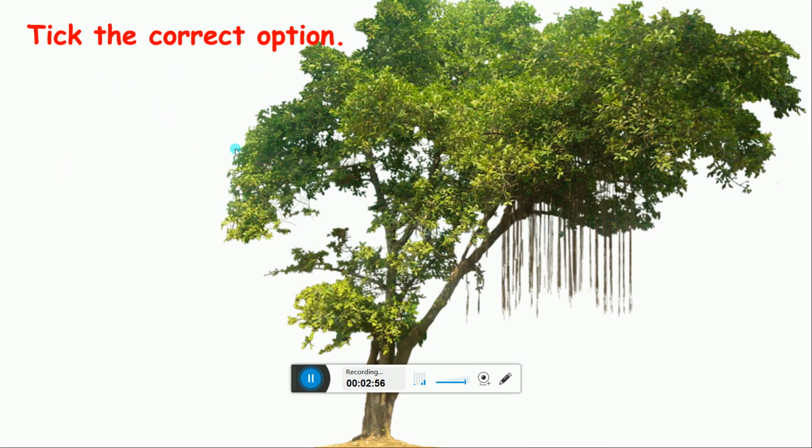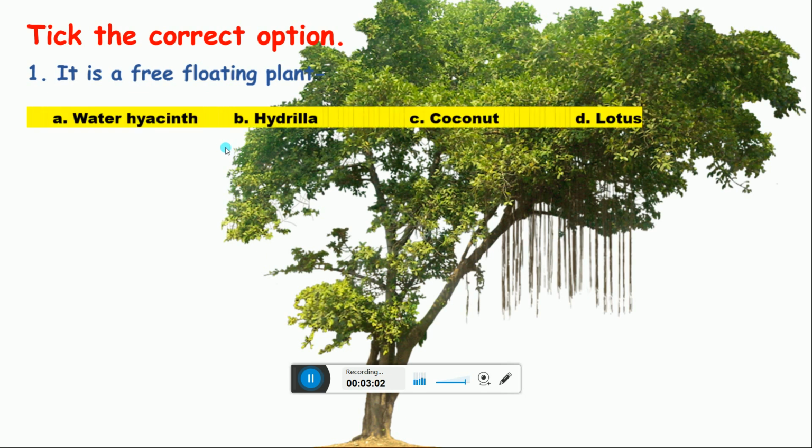So tick the correct option. The very first one, it is a free floating plant. The options are water hyacinth, hydrilla, coconut, lotus. As you all know, lotus is a fixed aquatic plant, coconut is found in the hot and wet regions, and hydrilla is an underwater plant. So therefore the answer is water hyacinth.